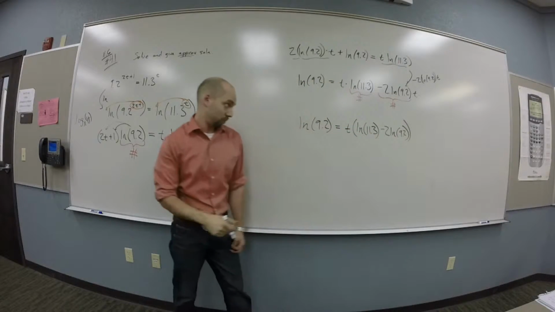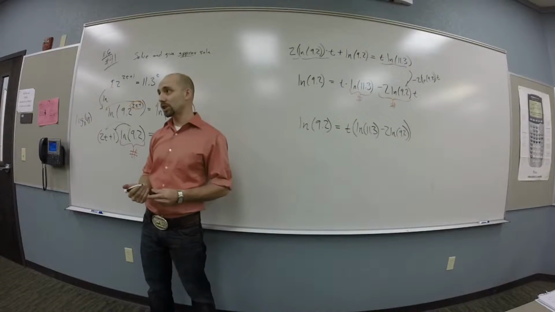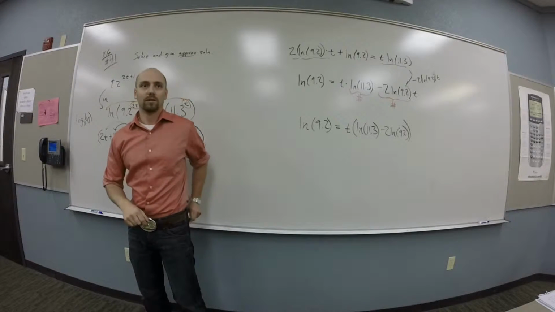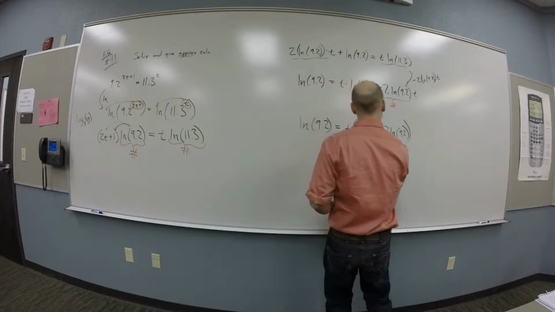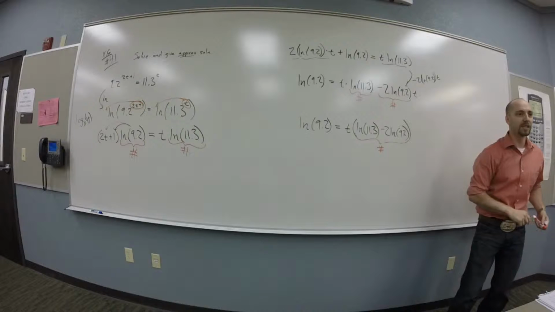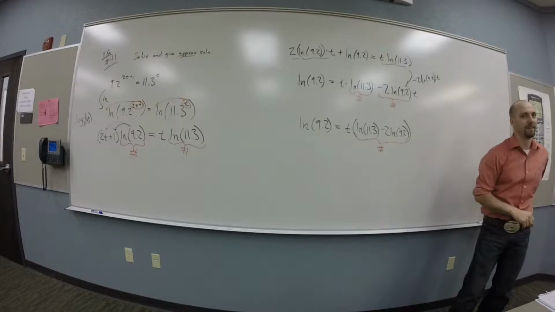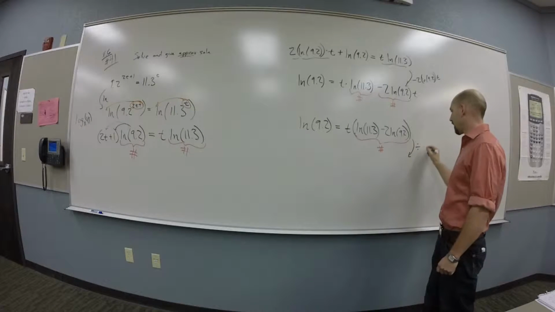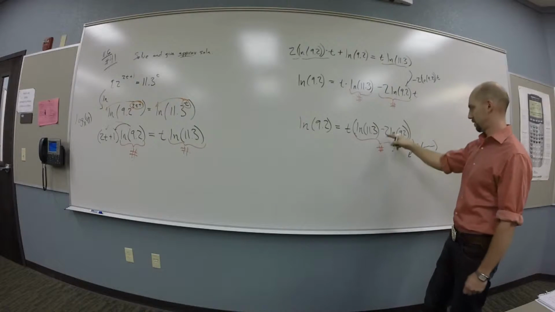And that's a really nasty looking number, but it's just a number, right? You guys see this whole thing here is a number? So to get t by itself, what do we do? Just divide by that stuff.